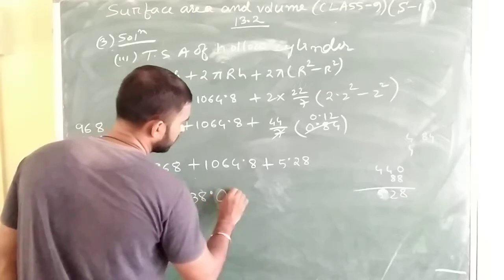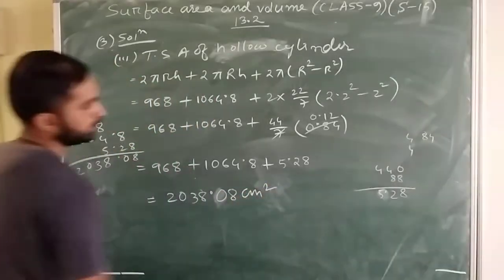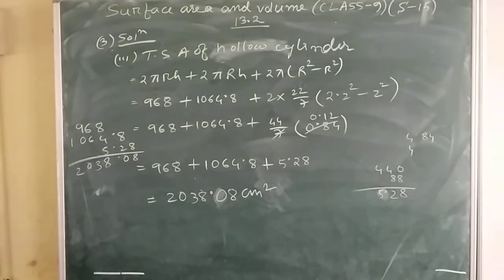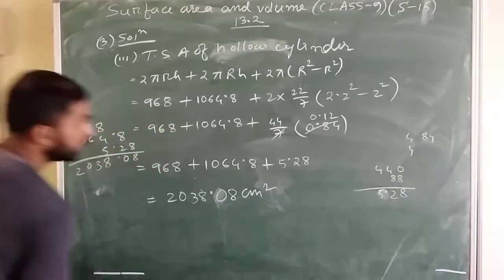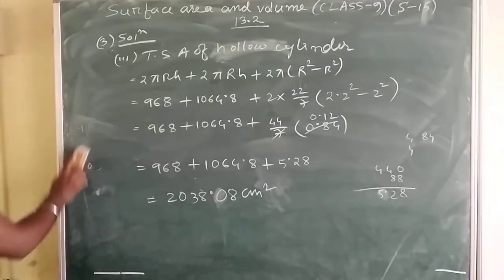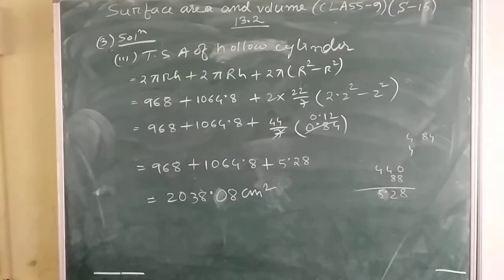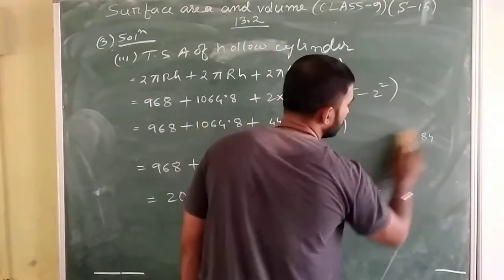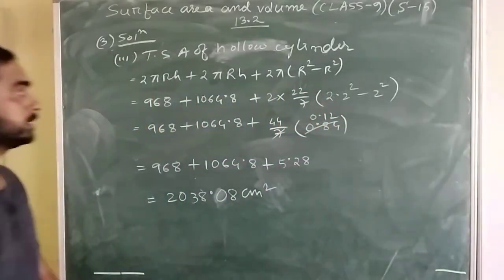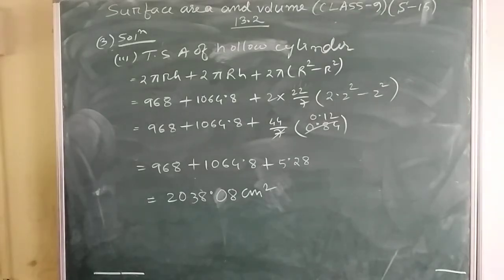2038.08 square centimeter. This is the total surface area of the hollow cylinder, whose inner radius is 2 cm and outer radius is 2.2 cm. Just remember the formula to find the total surface area of a hollow cylinder. You got it?